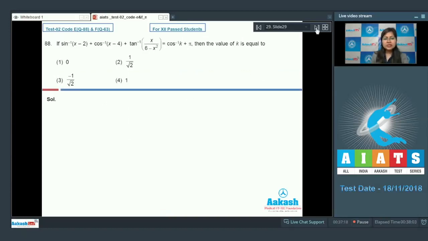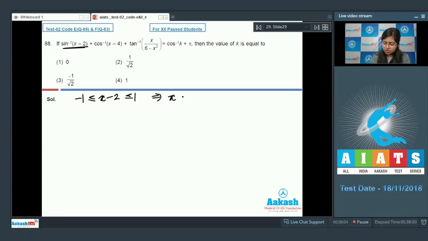Next is question number 88, that is: if sin inverse (x minus 2) plus cos inverse (x minus 4) plus tan inverse (x upon 6 minus x square) is equal to cos inverse k plus pi, then the value of k is equal to. Now for this type of equation, we know that firstly we should find the domain where it is defined. For sin inverse t to be defined, t should go from -1 to 1. So here we can say that x minus 2 should go from -1 to 1.